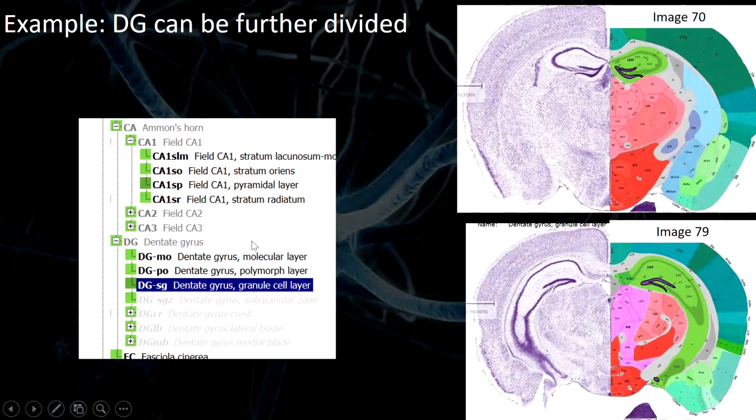And then the dentate gyrus also has different layers. All right, if you highlight the dentate gyrus granule cell layer, this peak-looking structure is going to be highlighted. That is the granule layer of the dentate gyrus.